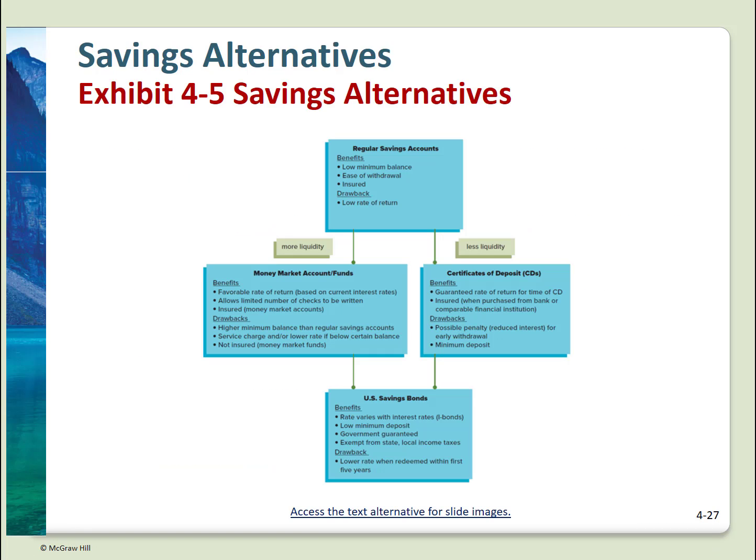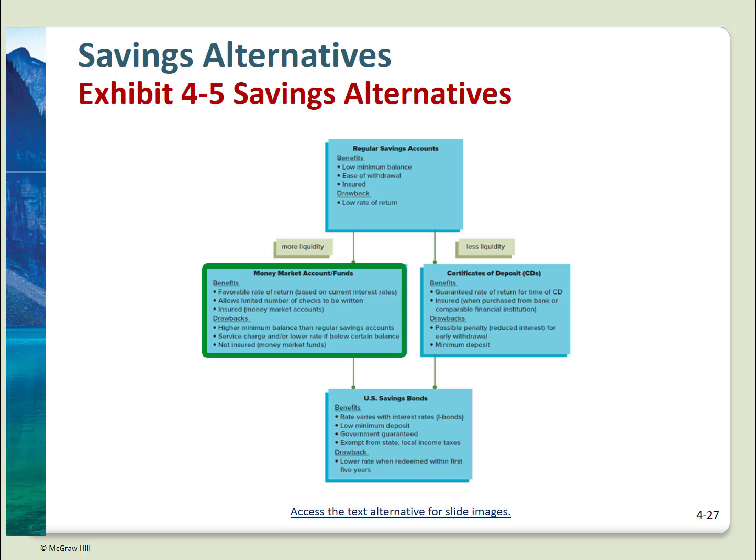Exhibit 4.5 in your text. This graphic recaps the pros and cons of the savings alternatives we've covered. Regular savings accounts: low minimum balance, ease of withdrawal, and they're insured, but low rates of return. CDs: guaranteed rate of return, and they're insured, but there's a minimum deposit and a penalty for early withdrawal.